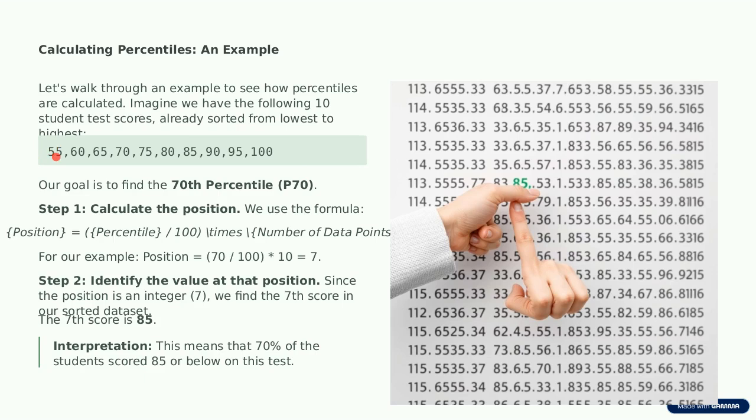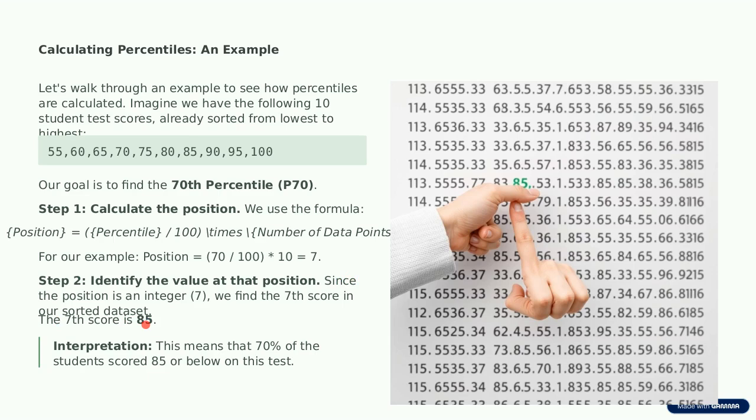So 55 is the first position. 60 is the second. 65 is the third. 70 is the fourth. Fifth, sixth, and seventh. So 85 is the 7th position. All right. So now that you've identified the value at that position, the 7th score is 85.